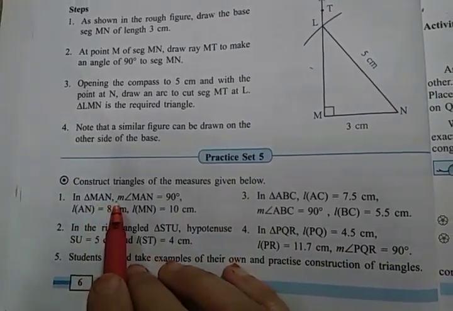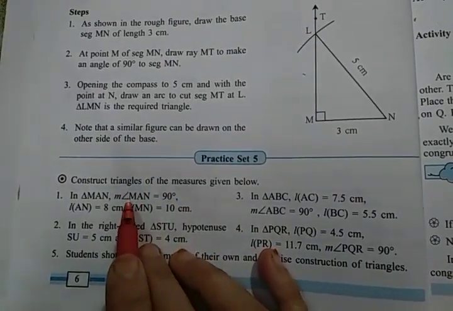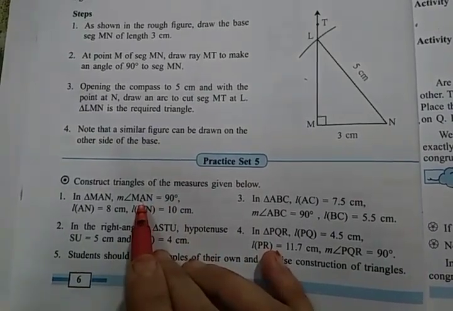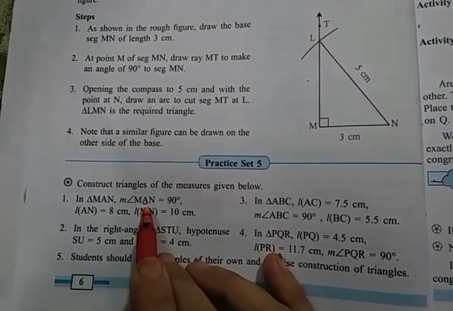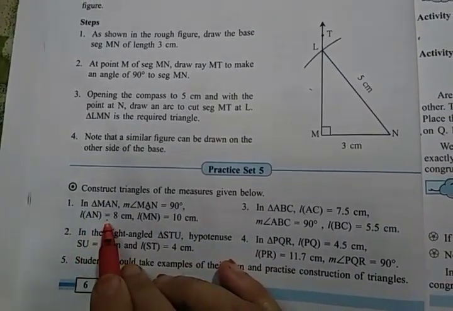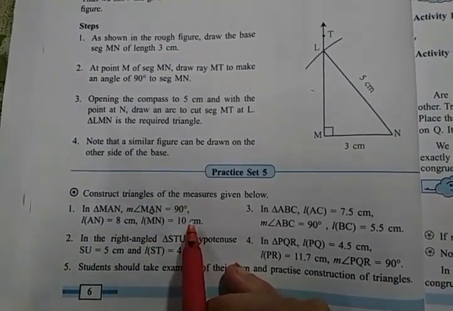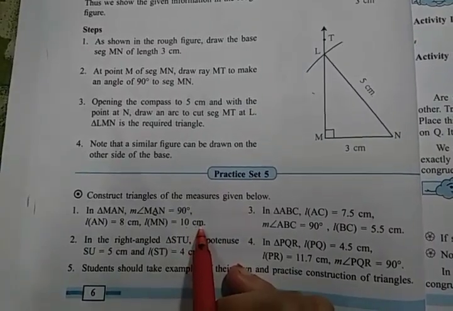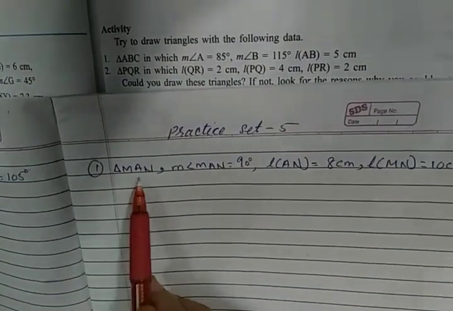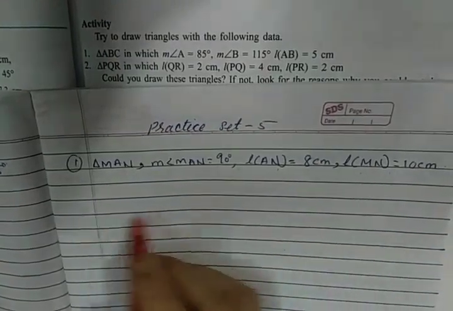In triangle MAN, measure angle MAN is equal to 90 degree. See here, measure angle MAN. So which will be the 90 degree? A. Okay, measure angle A is 90 degree. Length of AN is equal to 8 centimeter. Length of MN is equal to 10 centimeter. Now I am just showing you how to construct this triangle. See practice set 5. Triangle MAN, angle 90 degree, AN 8 centimeter and MN 10 centimeter.